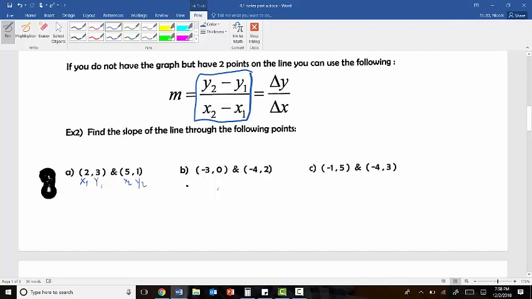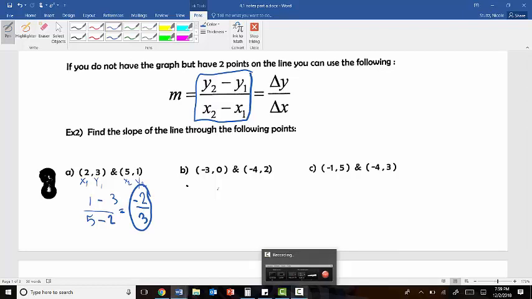So if I were to put these numbers into my formula, I would put 1 in for y2, 3 in for y1, 5 in for x2, and 2 in for x1. So I'm going to get -2 on the top and +3 on the bottom. And the good news is you can't reduce this fraction, so you would actually be done. So your slope is -2/3. So if you were to graph these ordered pairs, you would find that you would have to go down 2 spaces and over 3 spaces to get to the next point. So go ahead and pause the video, try B and C on your own, and then I'll post answers.